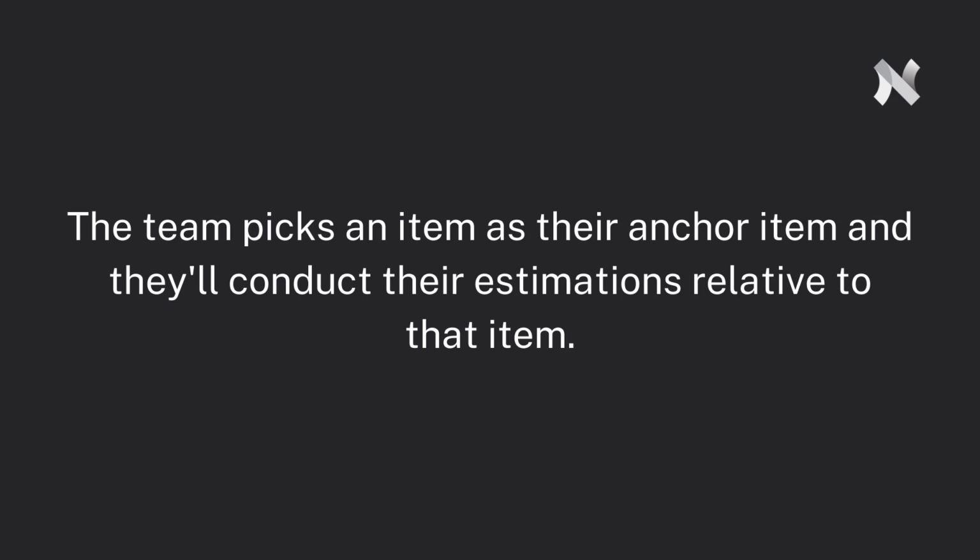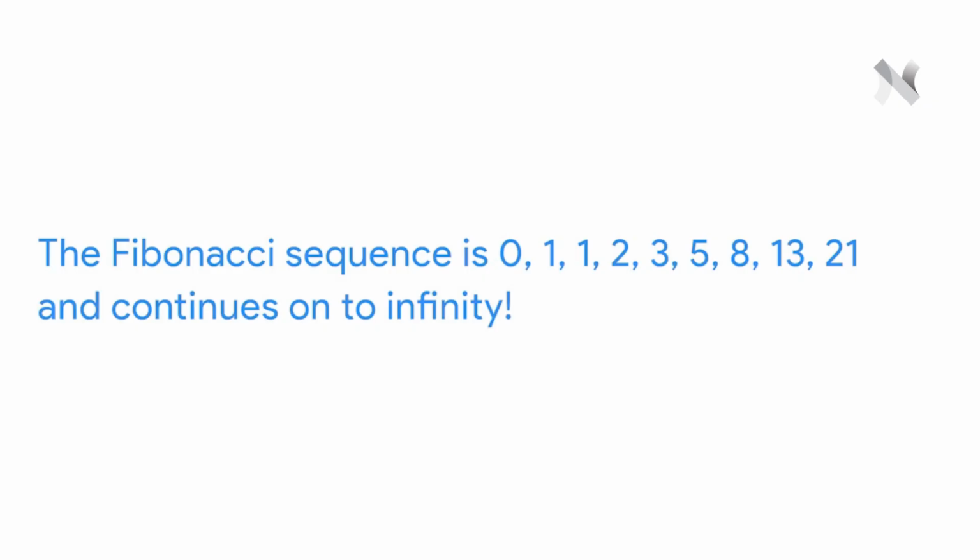Then, there's story points. Story points are a bit more advanced than t-shirt sizes, but the concept is similar. The first step is the same. The team picks an item as their anchor item and they'll conduct their estimations relative to that item. Instead of using t-shirt sizes, this process uses what are called story points. Most teams use a famous mathematical sequence of numbers called the Fibonacci sequence. For the sake of story points, we skip 0 in the first one.